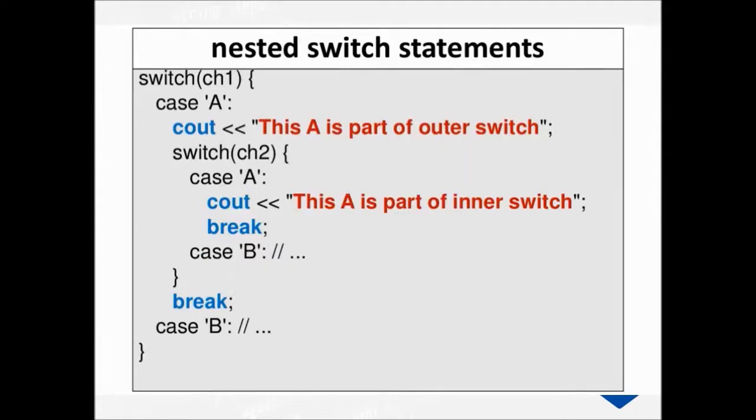In this program, we use switch statements. We use switch on the variable. In case A, cout this A is part of the outer switch. For the nested case, case A, this A is part of the inner switch. So these nested switch statements tell us how to put a switch statement inside another switch statement.